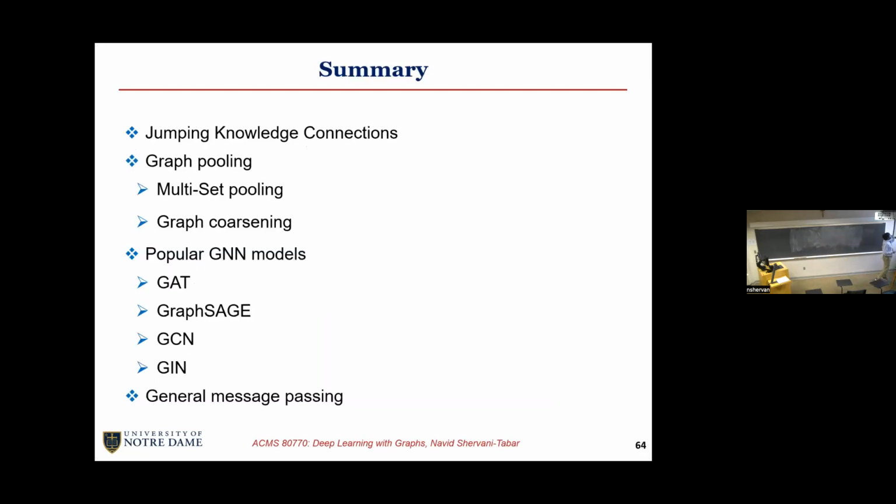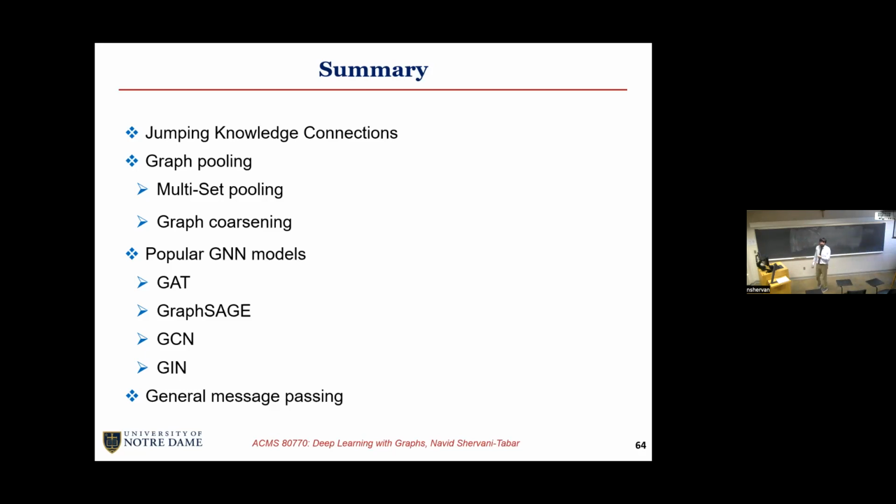We looked at jumping knowledge connection, which was concatenating all the outputs of different layers into one vector, and using that as the output representation for the nodes. Then we said that node embeddings and node classification type problems are not the only problems that we're going to deal with. We are also going to deal with problems at the graph level. So we need to gather all the node embeddings that we have constructed into one graph embedding.